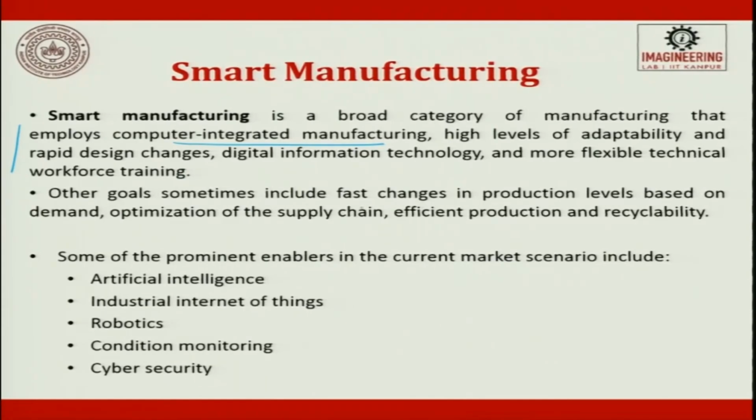Other goals sometimes include fast changes in the production level based on demand, optimization of supply chain, efficient production and recyclability. See, today when we talk about supply chain, we are also talking about, suppose the vendor has a larger stock quantity of a particular item, you as a company don't need it at this point of time, but still try to make use of the inventory which is there in the supply chain and convert it into a product such that you meet customers' demand.